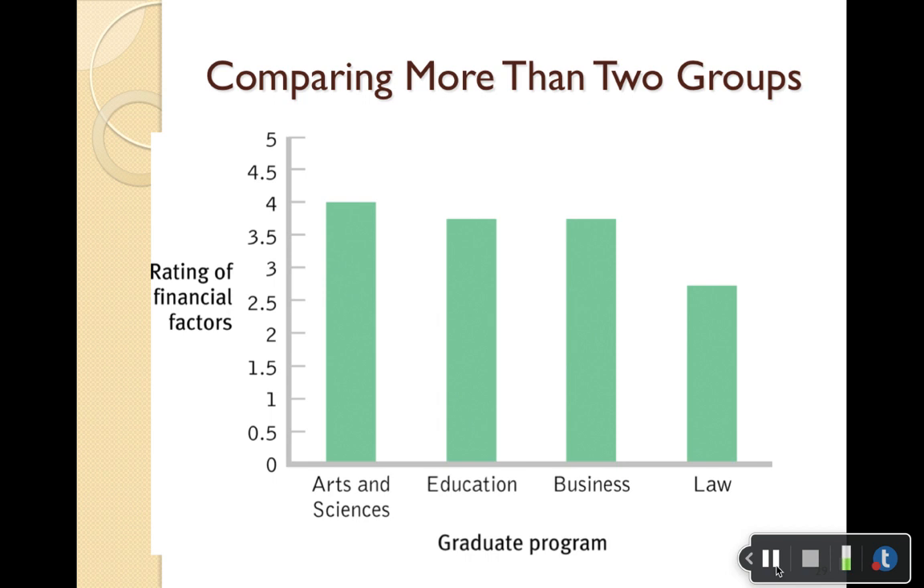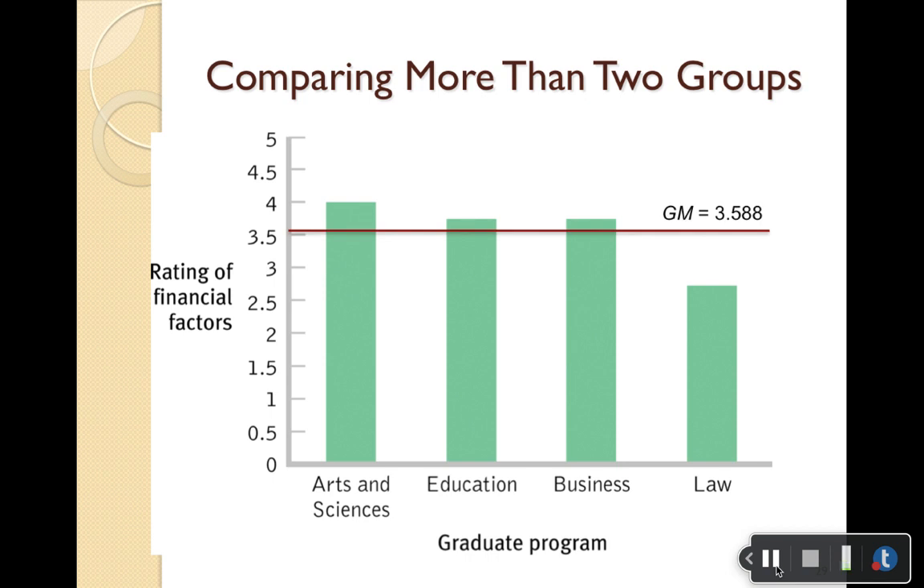And you can see we have a bar graph here that breaks it down for each graduate program. You can see that for arts and science, they appear to have the highest bar. Education and business look roughly equal, and law has the shortest. So the question that we want to ask is, are these bars significantly different from one another, and how can we calculate that out?